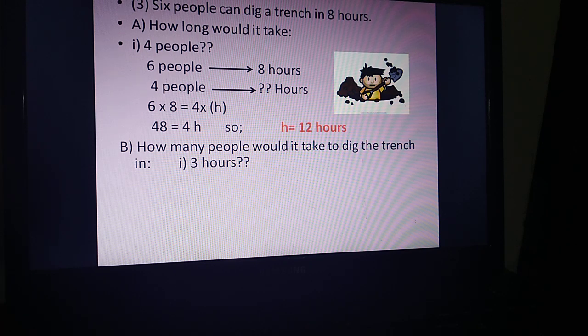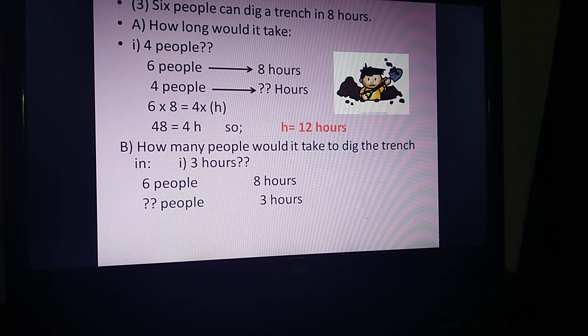Now, in part B, part 1, how many people would it take to dig the trench in 3 hours? You have to pay attention that we're still in the same question. So, the basic ratio is still the same. 6 people dig the trench in 8 hours. So, I'm going to work with the same ratio. 6 people in 8 hours. But the question has changed. How many people? So, we put the question mark under the 6 people.